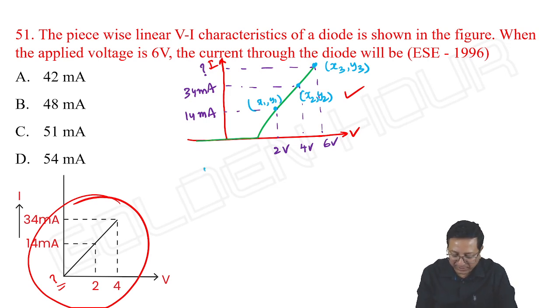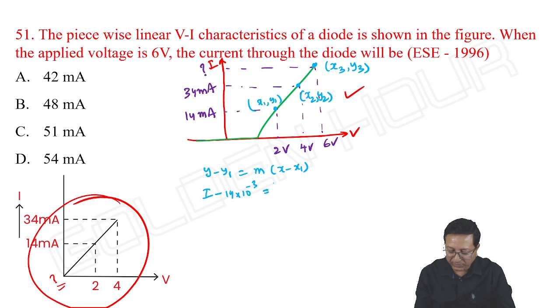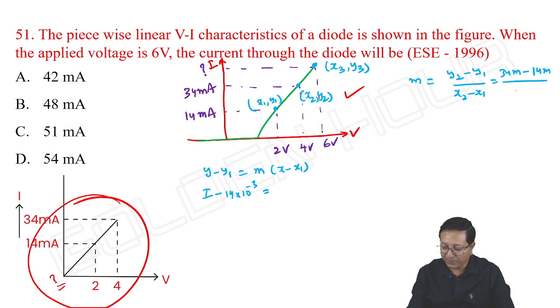So we know that the straight line equation is y minus y1 is equal to m into x minus x1. So instead of y, what I have? I minus y1, current is 14 milliampere, is equal to slope m. m is equal to y2 minus y1 by x2 minus x1. y2 is 34 milli minus y1 14 milliamperes, of course, by 4 minus 2. So 20 by 2, it is 10.